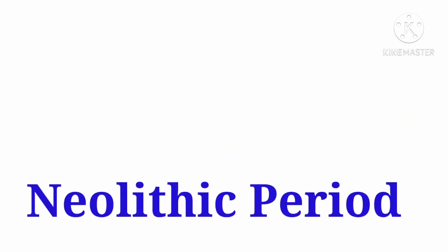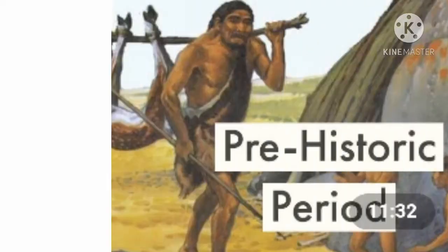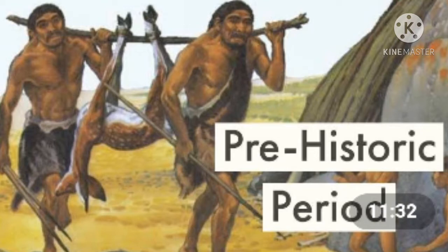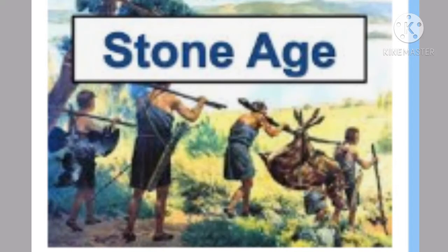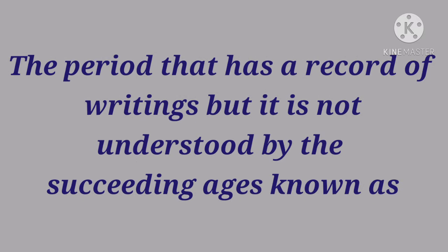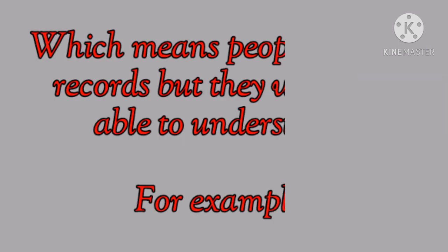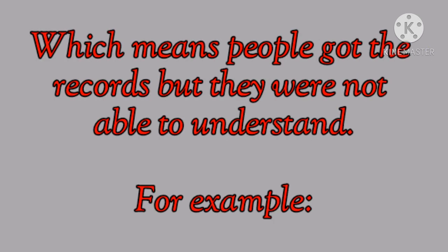History may be divided into three major periods. The period in which no record of writings is found is often considered the prehistoric period. For example, Stone Age. The period that has a record of writings but it is not understood by the succeeding ages is known as the proto-historic period, which means people got the records but they were not able to understand.